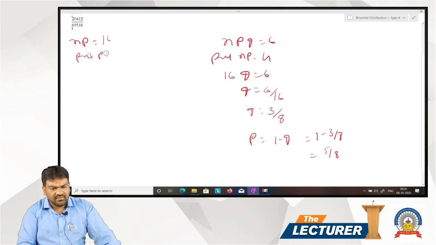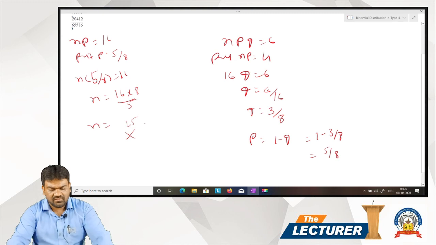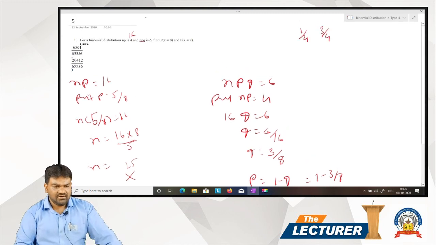Put P is equal to 5 by 8. N multiplied by 5 by 8 is equal to 16. N is equal to 16 multiplied by 8 divided by 5, 25.6. This is not possible. There is some mistake in the example.